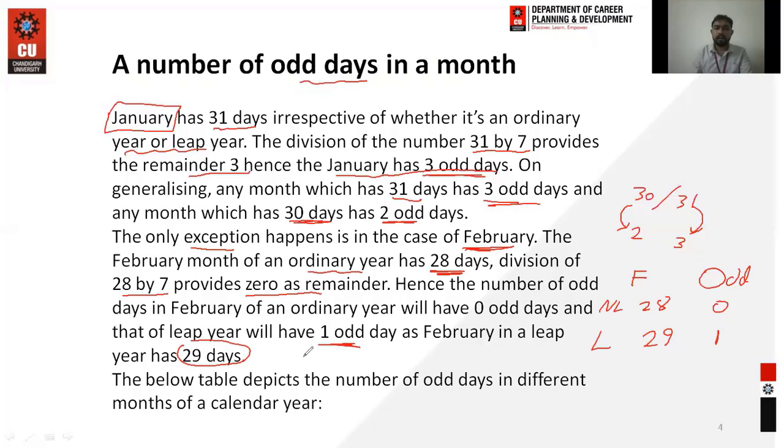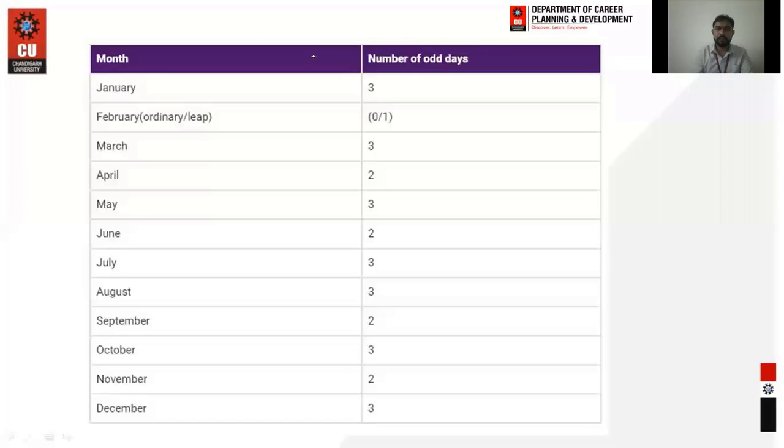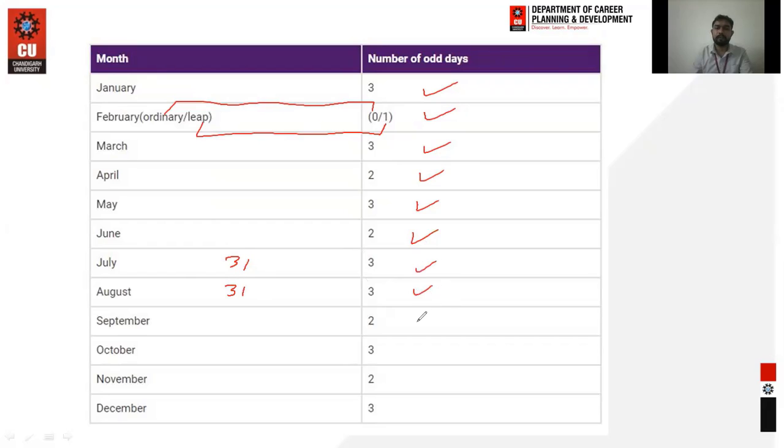So we can make a table to see which are the odd days in different months. From here you can see that January has 3, then February, if it is an ordinary year, has 0 odd days, and in a leap year, 1 odd day. March 3, April 2, then May 3, then 2. Now see, July as well as August both have 31 days. So both will have 3 odd days. Then 2, 3 and 2, 3. This cycle goes on like this only.